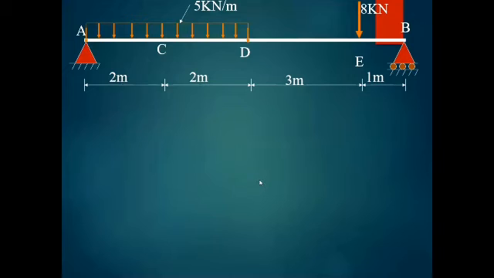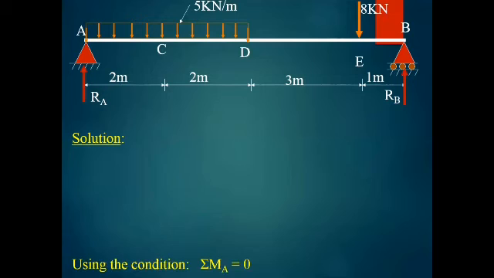So to calculate the shear force and bending moment, we need to calculate the reactions first. So what are the reactions? At A, we have RA, and at B, we have RB. Both are vertical reactions. At the hinge, we are not considering the horizontal reaction because there is no horizontal force. So let's see how to calculate the reactions.